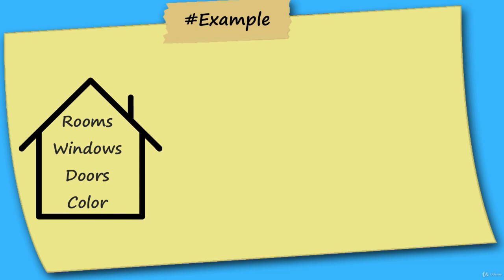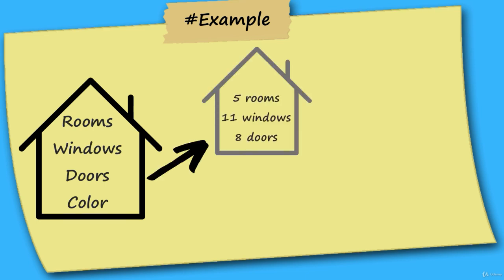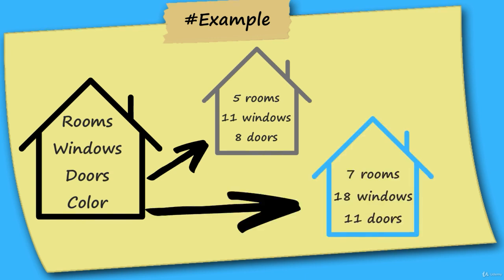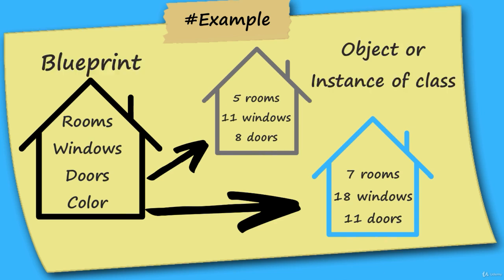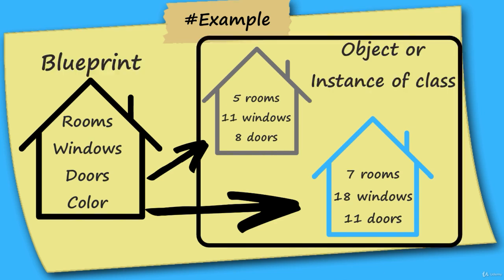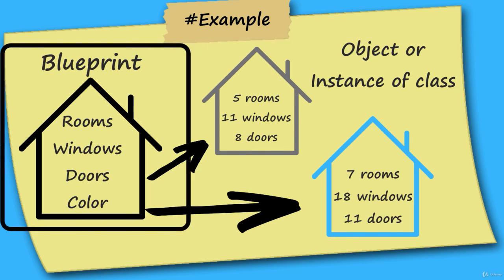For example, on paper you design a house which has number of rooms, windows, doors, and color properties. Now when the actual house is created from this design, there can be different values for each of the actual house. Like this object has 5 rooms, gray color, and this house has 7 rooms, different windows, doors, and let's say color is maybe blue. Here each house is called an object or instance of class house. You have created this house from this blueprint.